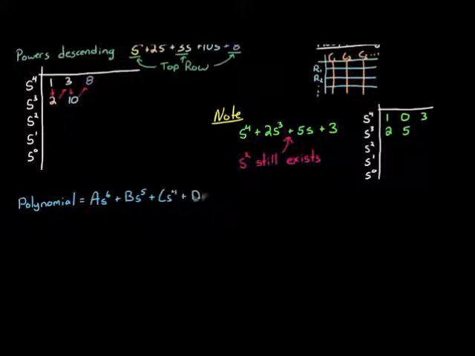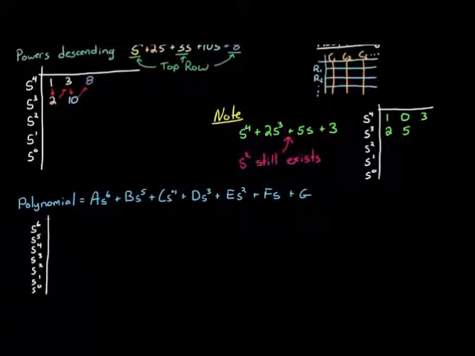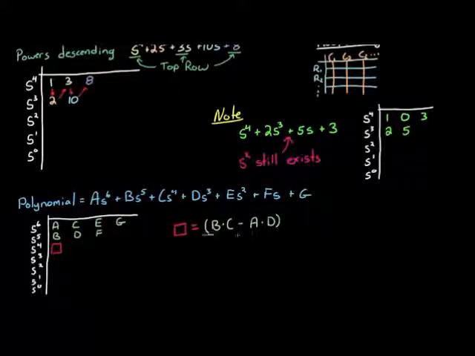Let's say you're given a 6th order polynomial where each power of s has a different coefficient, a through g. You can set up your table from s to the 6th and go all the way down to s to the 0. And if your polynomial is written in descending powers of s, you can write the coefficients in the up-down pattern that we discussed up above. Now at this point, each entry in the table can be calculated from entries above it exactly in this manner. For this red box, it would be b times c minus a times d all over b.